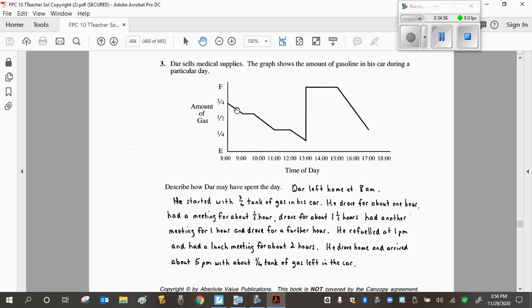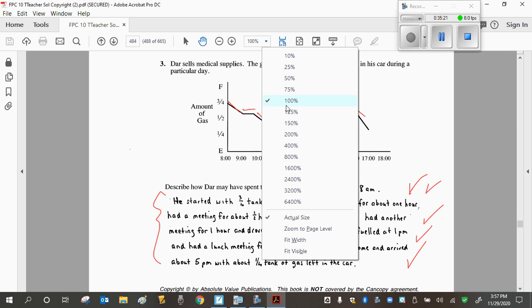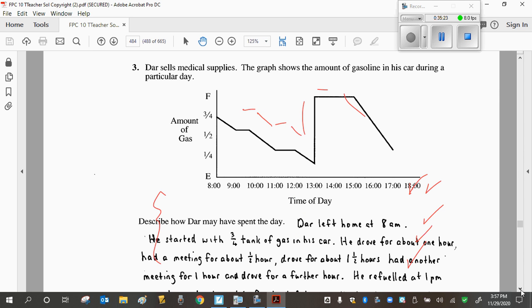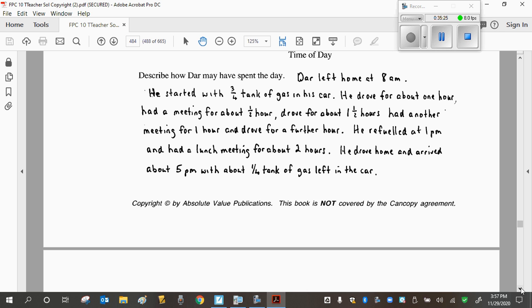You need to tell me what happens between here and here. And then what happens between here and here. So 4, 5, 6, 7, 8 different things you should have within your paragraph. So good job, whoever wrote this. Full marks. Go ahead and write that down, please.